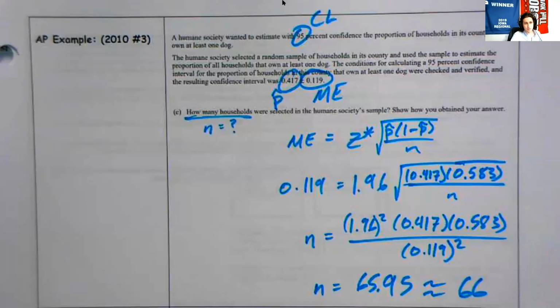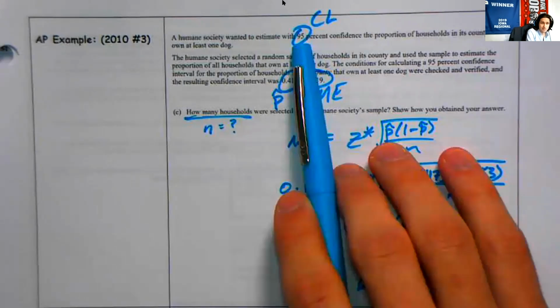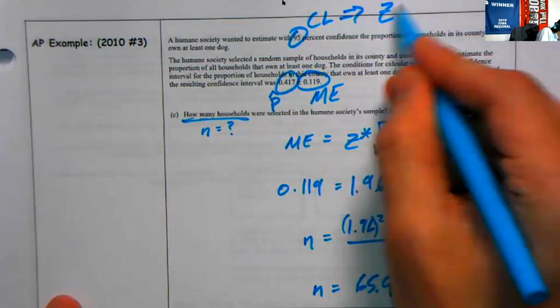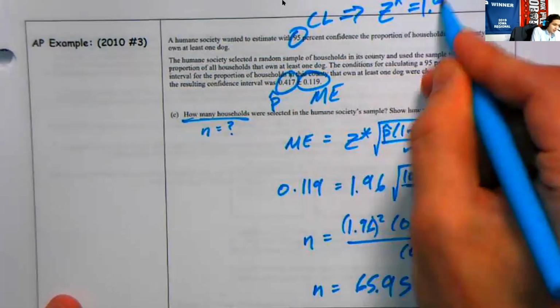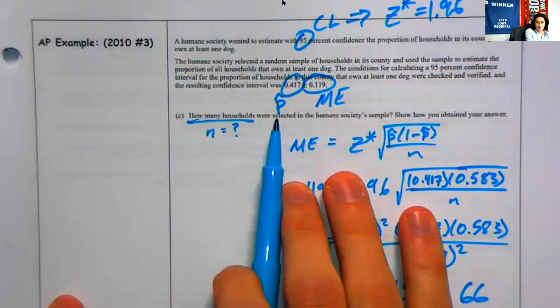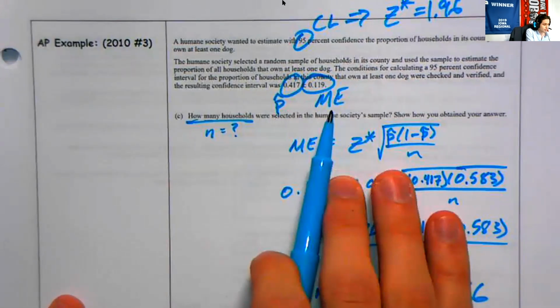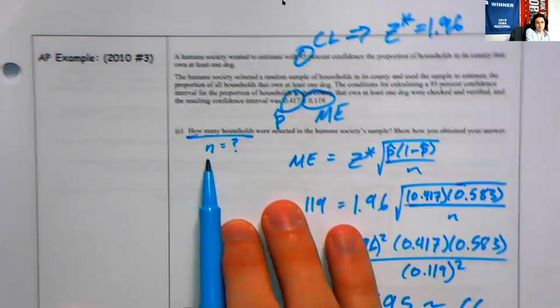So this one's a little more challenging, right? What's the challenge? Being able to pull the details from the prompt. You had to see that 95% is your confidence level. That's going to go along with the z* of 1.96. You had to see that your p-hat is 0.417. That's your point estimate, 41.7% of the sample. And your margin of error is 11.9%, 0.119. You had to label that, and you were to say, I don't know n.